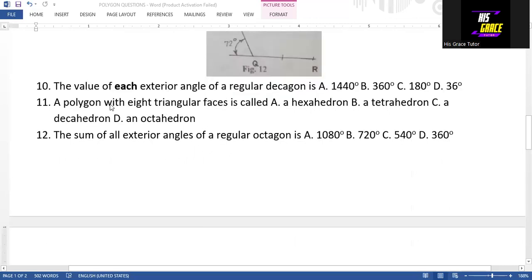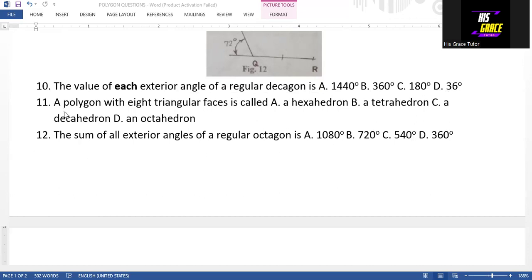Then question 10 says, the value of each exterior angle of a regular decagon is 36 degrees. To get the exterior angle of a regular decagon or of any polygon, all you have to do is divide 360 degrees by the number of sides. Now that we are dealing with a decagon, that is a 10-sided polygon, if we divide 360 degrees by 10, that will give us 36 degrees. So the answer to this question is option D.